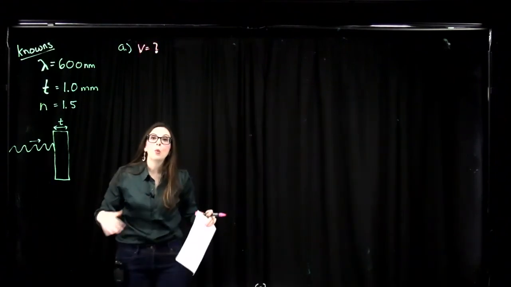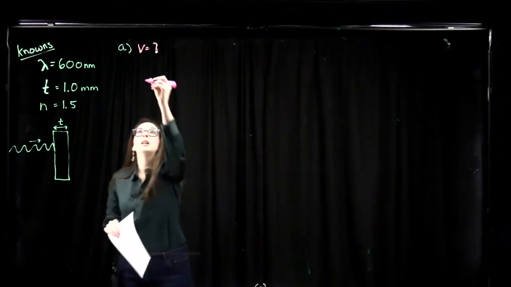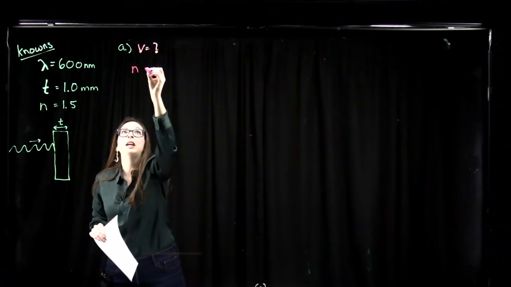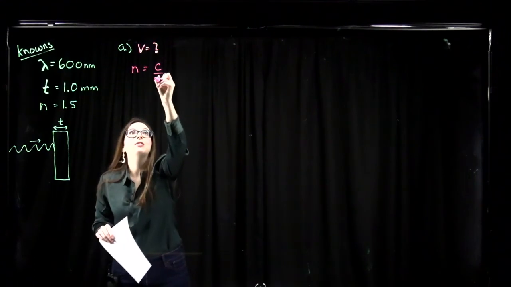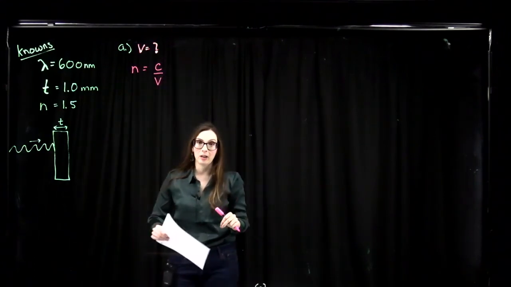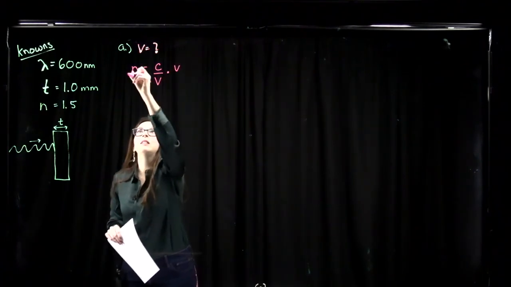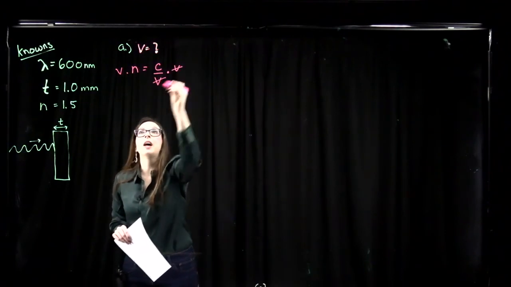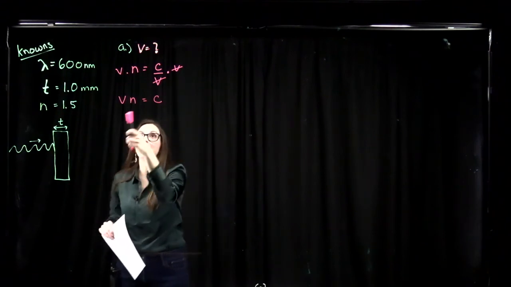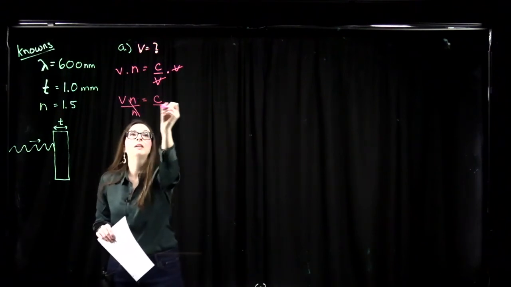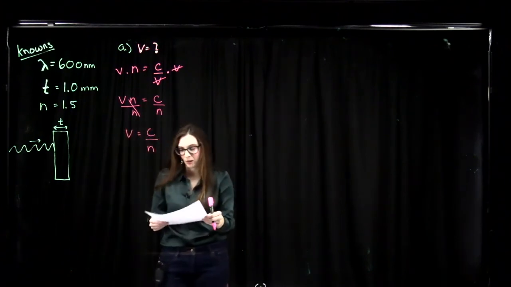To solve this problem, we're going to use the definition of the index of refraction. The definition of the index of refraction, N, is equal to the speed of light in a vacuum divided by V, which is the speed of light inside our material. So we've got to solve this equation for V. We multiply both sides by V. It cancels out the V on this side. So V times N is equal to C. We're solving for V, so we divide both sides by N. So V is equal to the speed of light divided by the index of refraction.